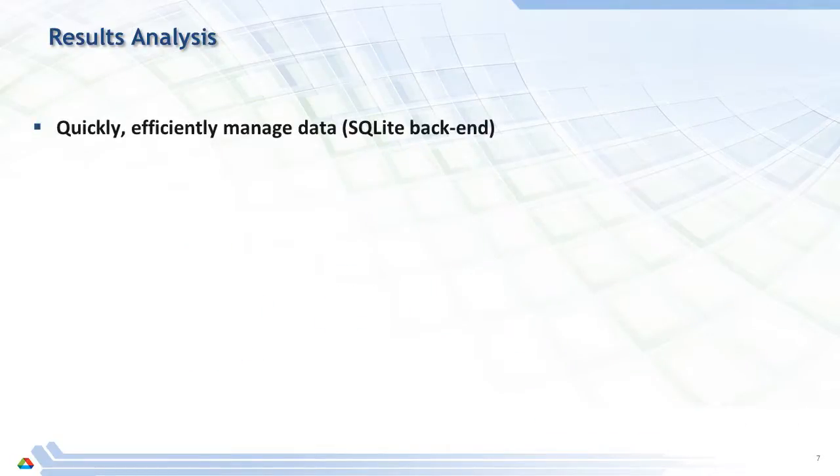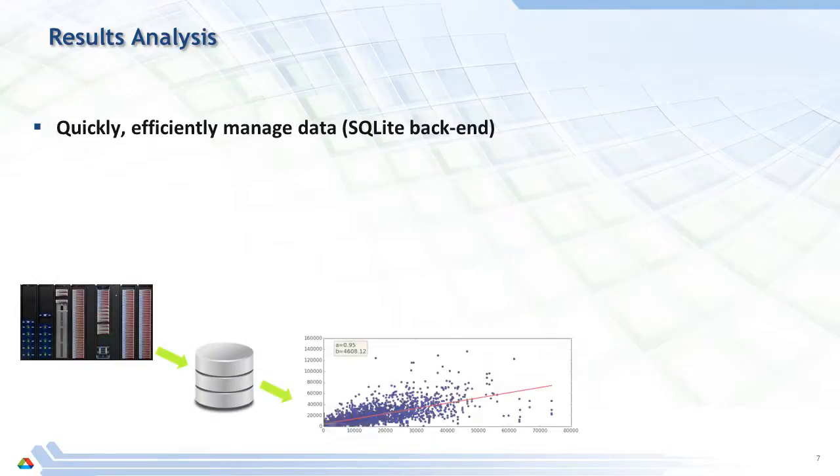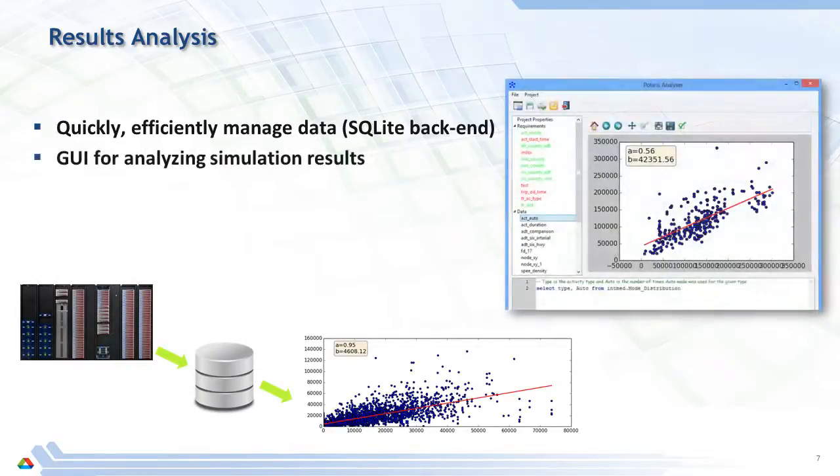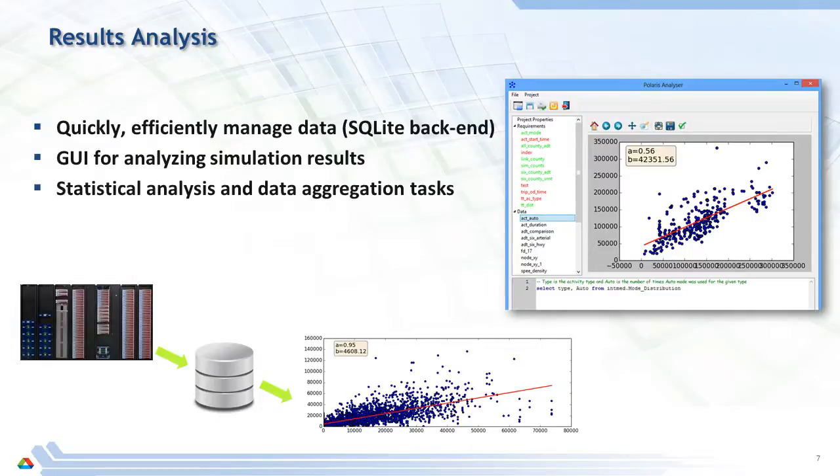The Results Analyzer is a utility designed to quickly and easily perform data analytics on the databases created by Polaris simulations. The analyzer provides a graphical user interface that allows the user to perform these tasks with minimal knowledge of the SQL query language. Several statistical tools are available in the analyzer, such as averaging, least square fits, and histograms for performing common statistical analysis and aggregation tasks.